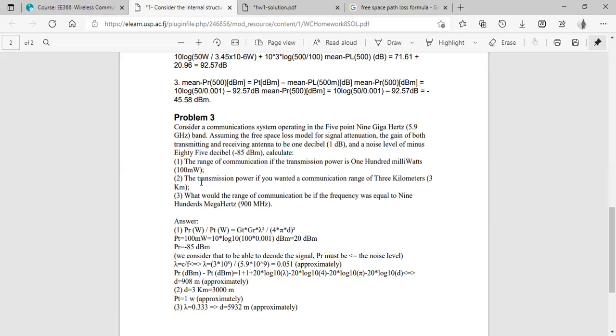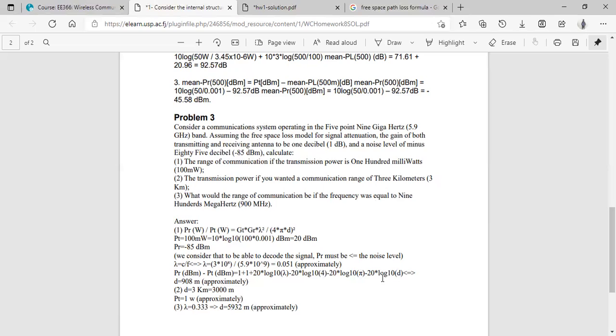Part 2 of this question: the transmission power, if you want a communication range of 3 kilometers. In this case the formula will remain the same. What changes is that the distance is now given to us, however the transmission power is not given. So the formula will remain as it is. However, in place of d, we'll plug in 3 kilometers, or basically 3,000 meters.